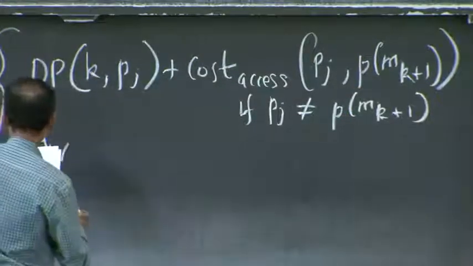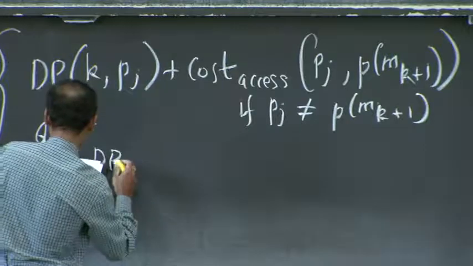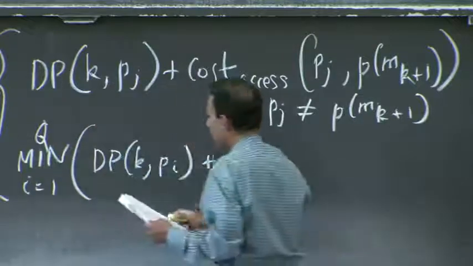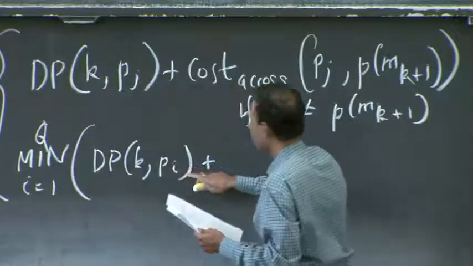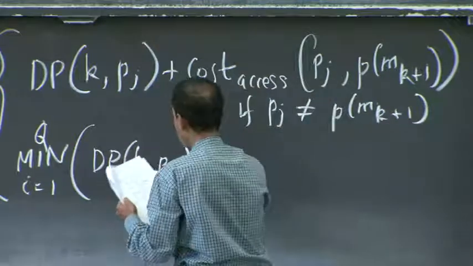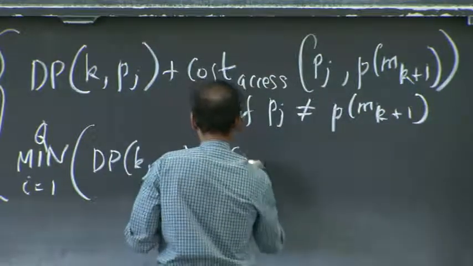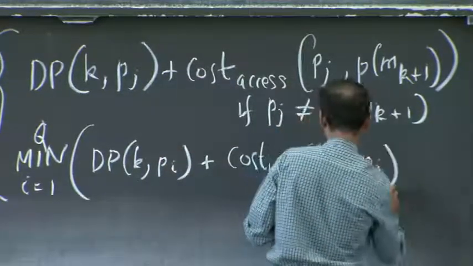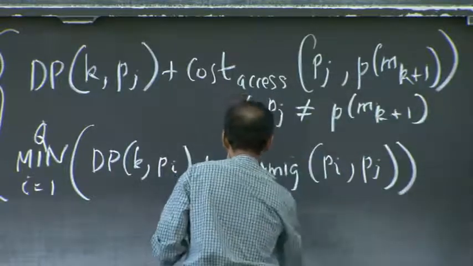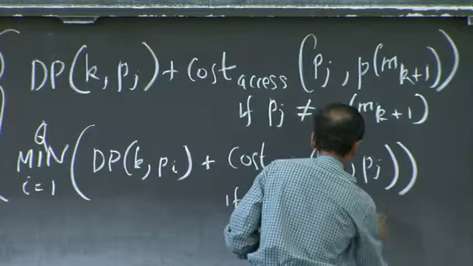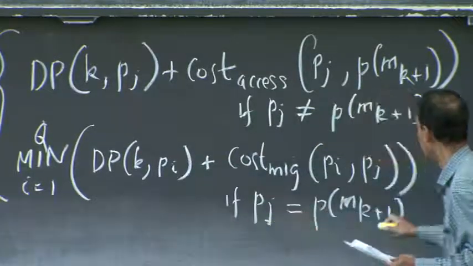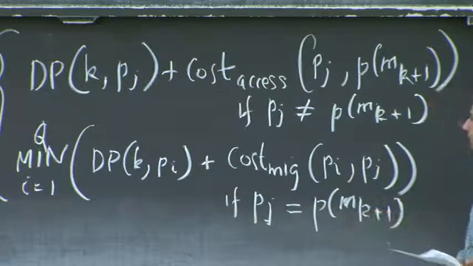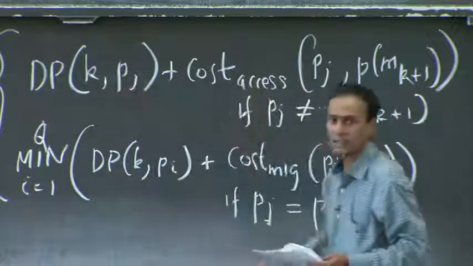So that's one case. The other case is to use the minimum, optimum solution corresponding to ending at Pi, and do a migration. You have the cost of migration from Pi to Pj. And you do this if you want to go to P(M[k+1]), the processor corresponding to P(M[k+1]). So that's the setup for this dynamic program.